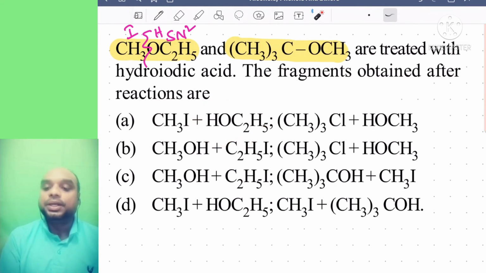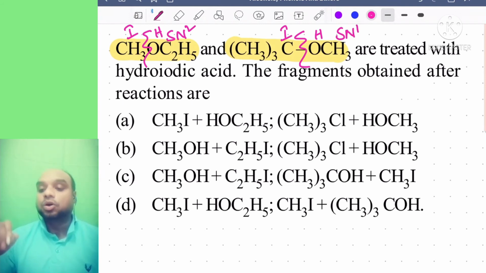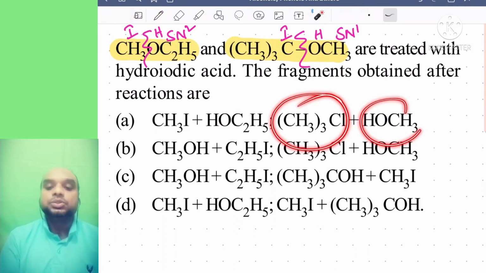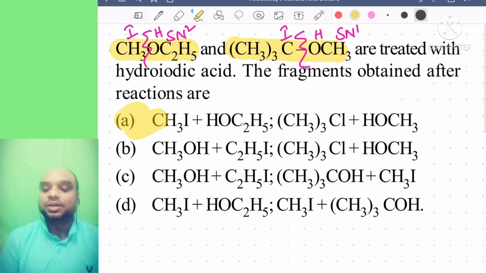In this second compound, a stable tertiary butyl carbocation is possible. So here it undergoes heterolytic cleavage, providing iodine and hydrogen. Like that, it can provide a stable carbocation, undergoing the SN1 mechanism. So there you will get tertiary butyl iodide and methyl alcohol. So the right answer will be this one.